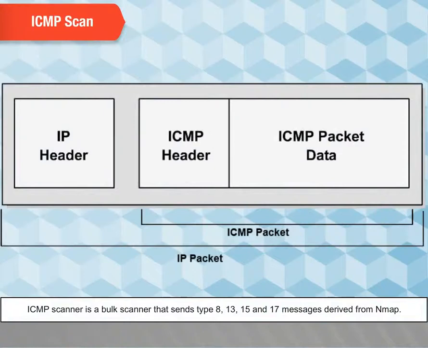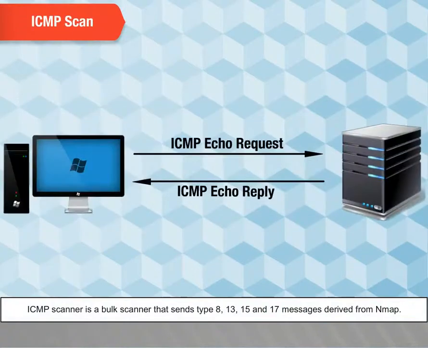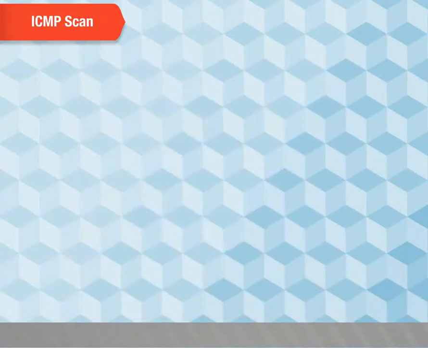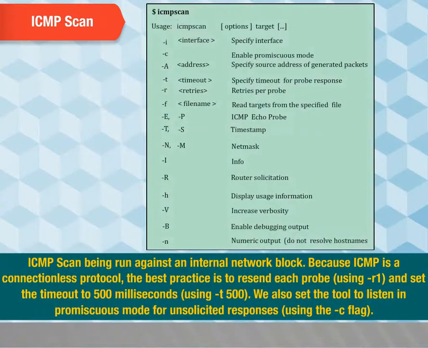ICMP scanner is a bulk scanner that sends type 8, 13, 15 and 17 messages derived from Nmap. The tool is very useful in that it can process inbound responses by placing the network interface into promiscuous mode, thereby identifying internal IP addresses and machines that respond from probes sent to subnet network and broadcast addresses. ICMP scan being run against an internal network block.